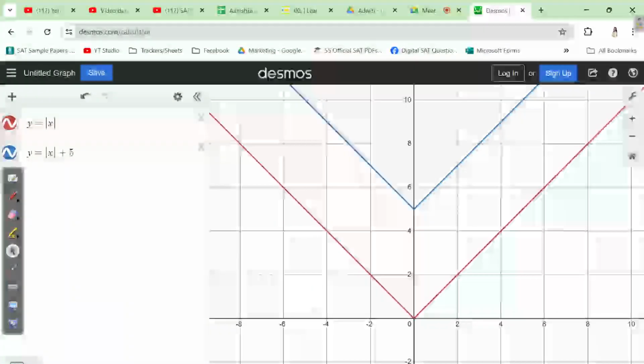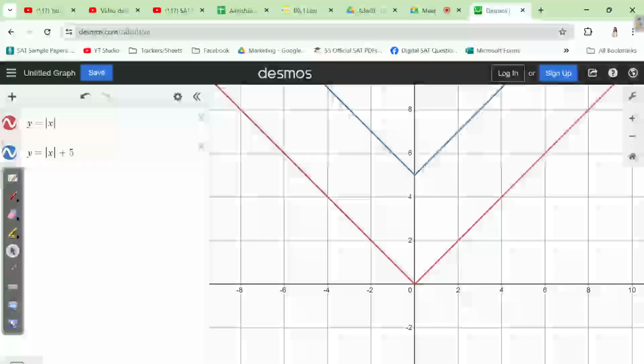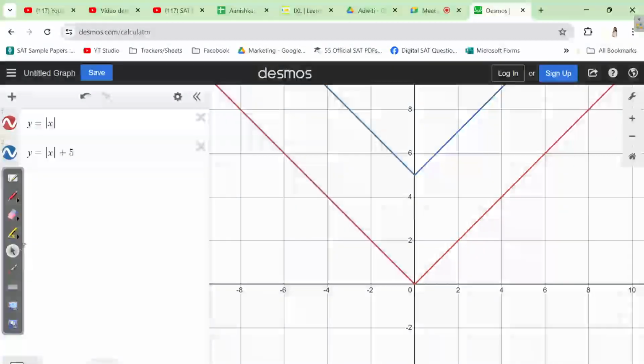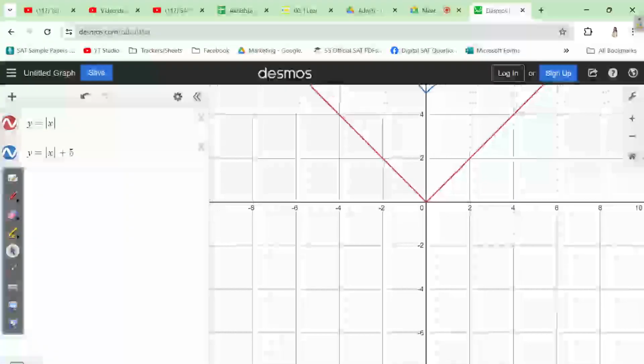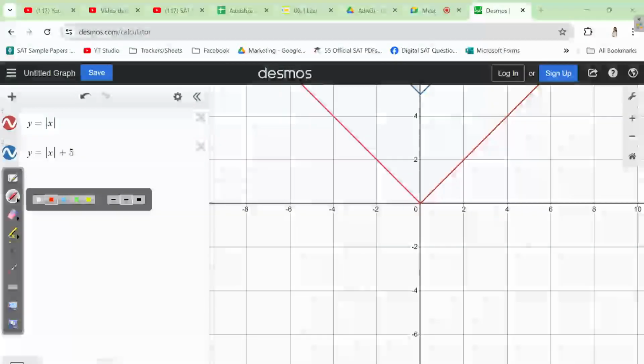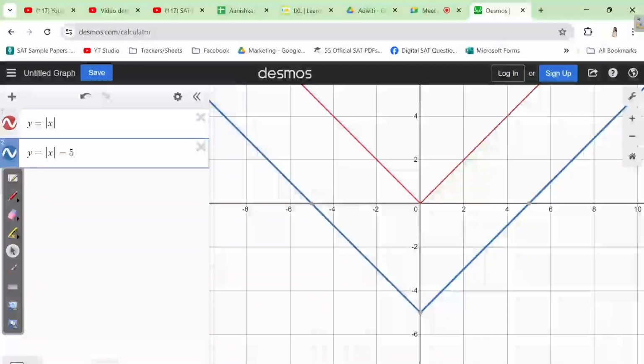Okay. Similarly, what should I do to shift it down by 5 units, to move down by 5 units? I want it to come here. To put minus 5. Yes, then we will do minus 5. So minus 5 brings it down by 5 units.